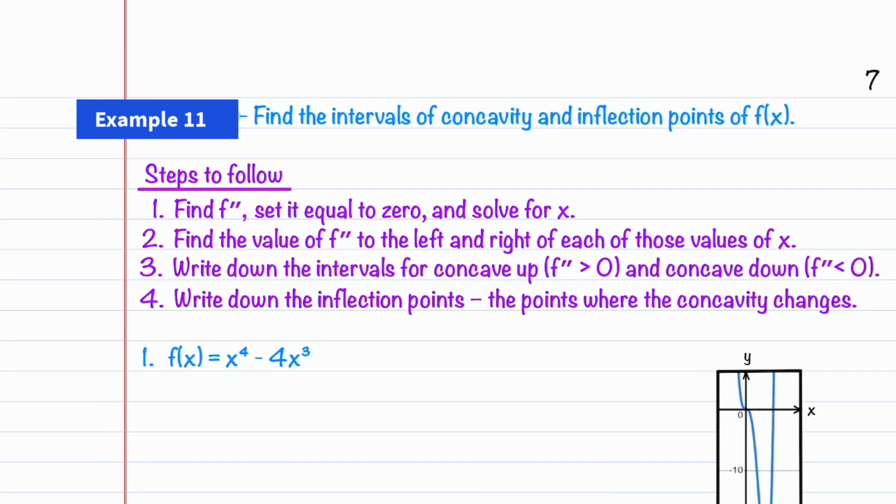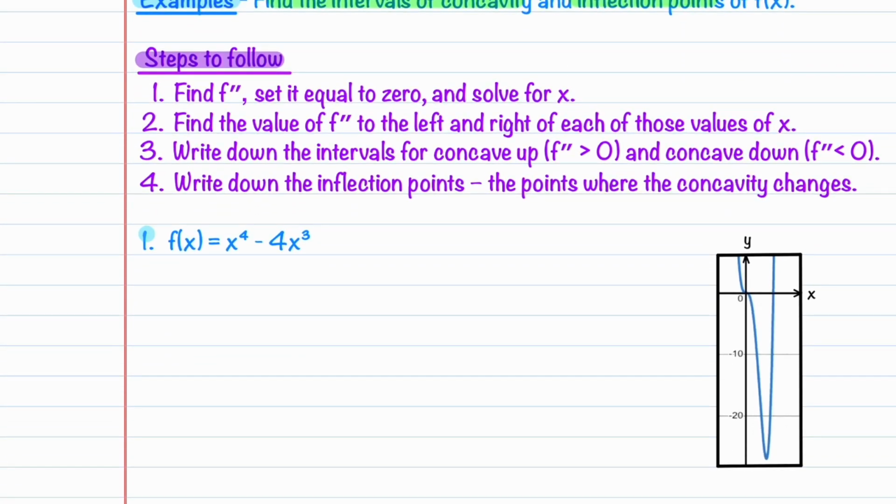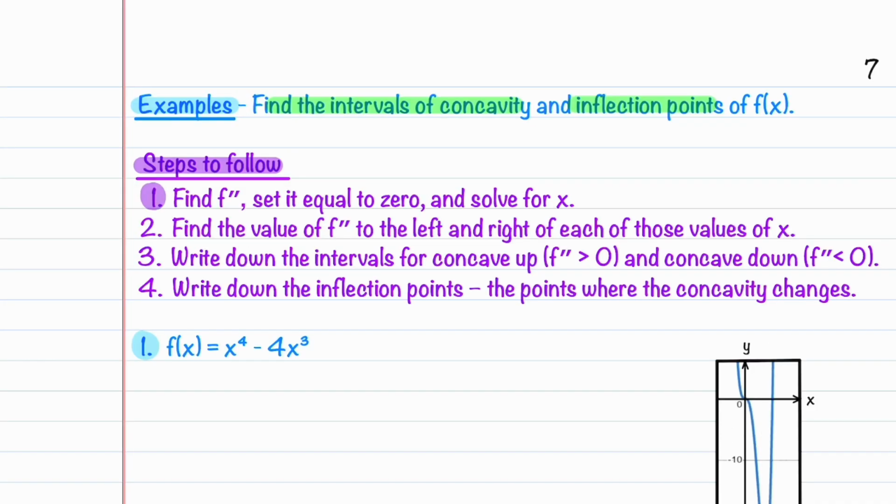We are going to find the intervals of concavity, and then we're going to find the inflection points for our function f of x. Just to make things easier, I have written down 4 steps that we can follow, and we'll go through these as we walk through our example. For our first example, we have the function f of x is equal to x to the 4th minus 4x cubed. Our first step is going to be to find f double prime, set it equal to 0, and solve for x.